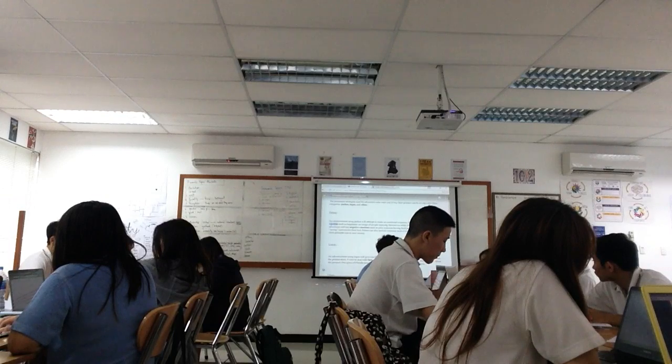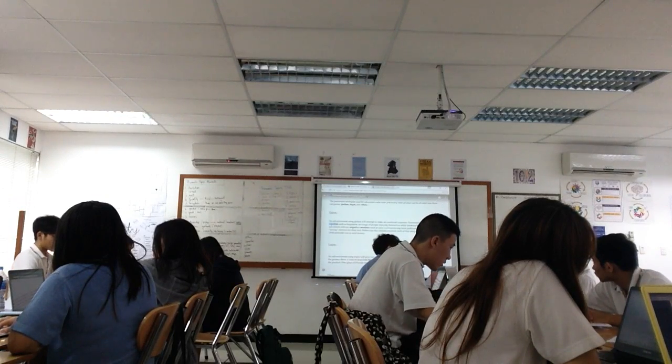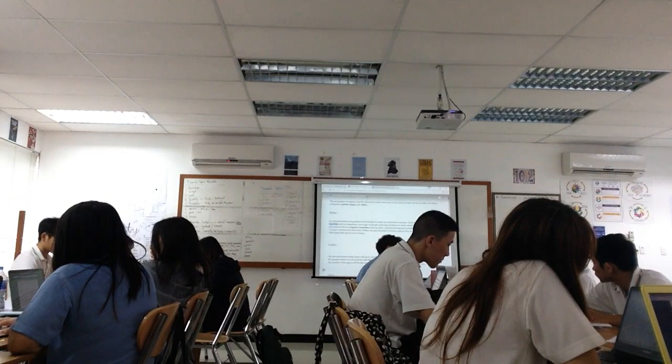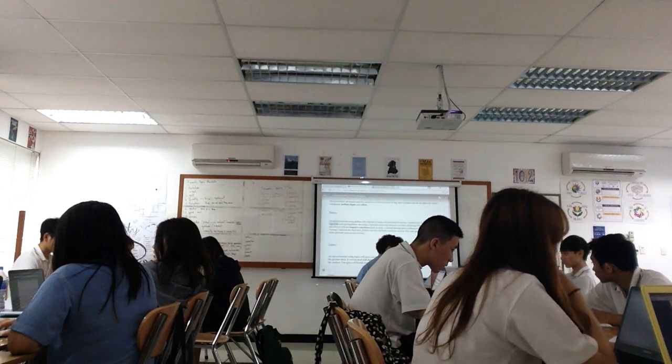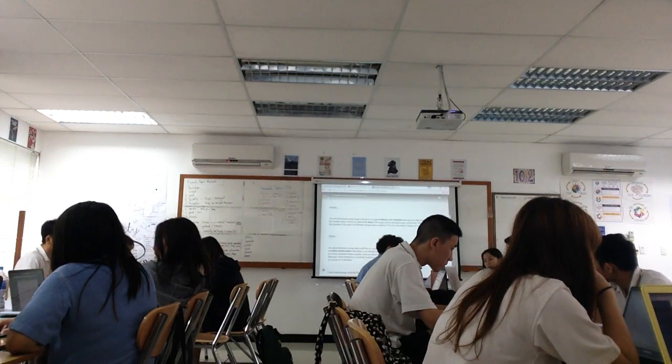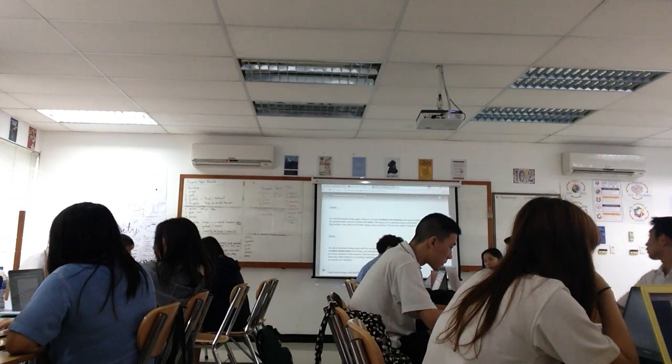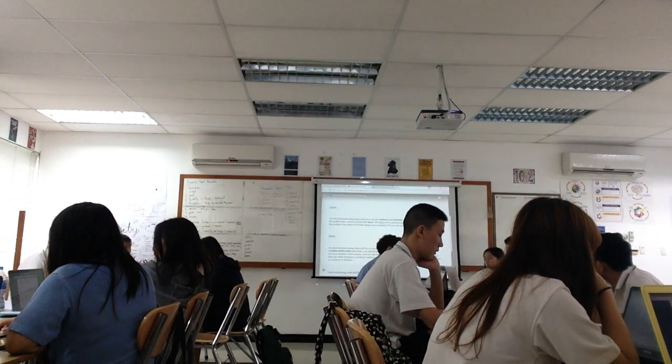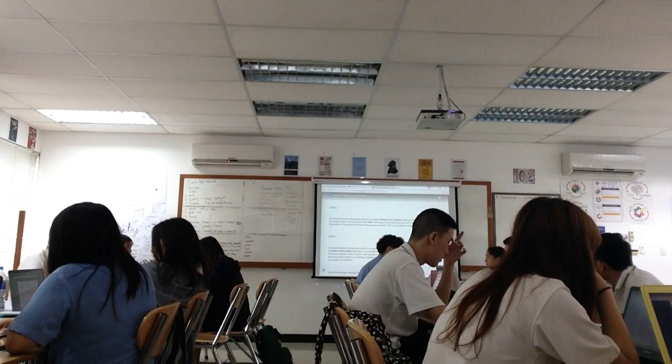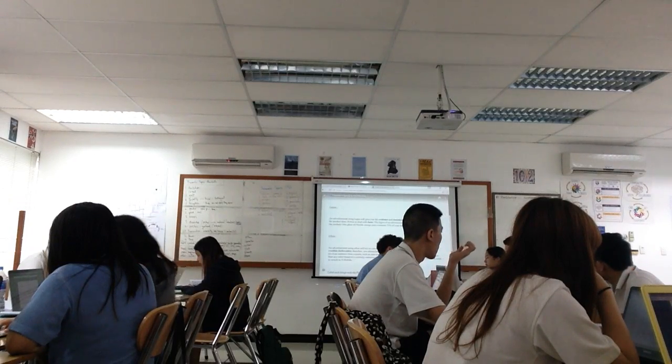Logos. Dohun, what are the words you should highlight when you're looking at logos? Evidence. And? Statistics. Say it. Statistics. And what's the third one, Gary? Facts. And for ethos, what words do we want to highlight?